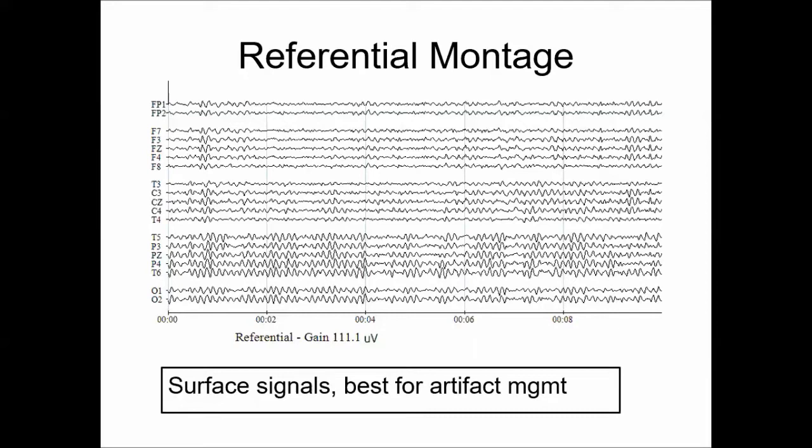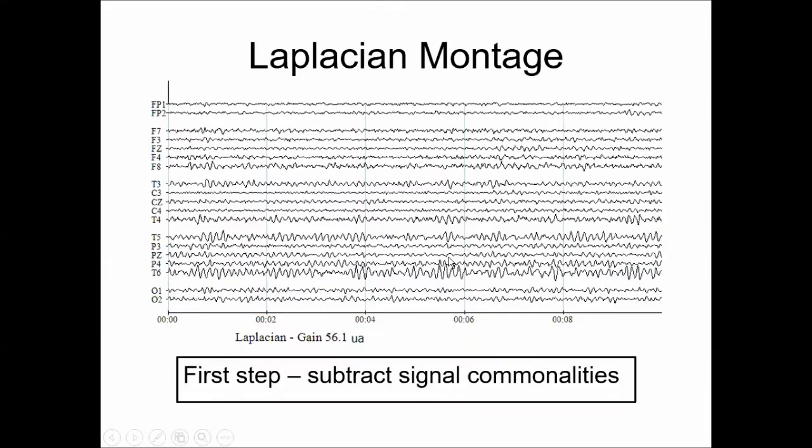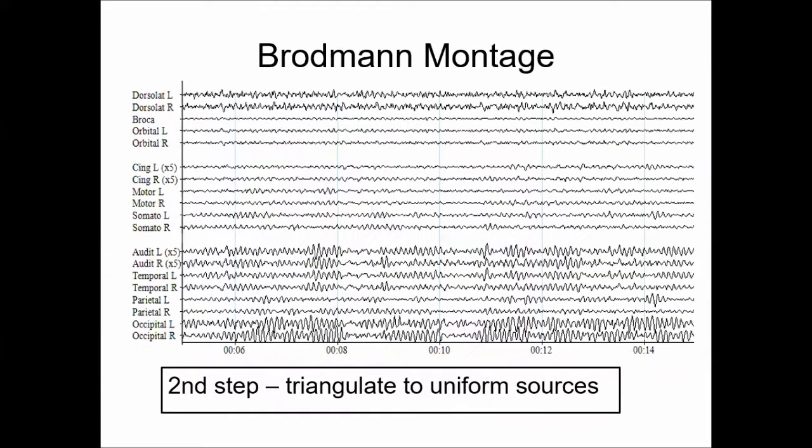In fact, I recently was looking at this immense amount of work, but it's using the referential channels. Well, the referential channels are composites, and there's a nice slide that they created. This is it, just to show how, for instance, you have two sources of signals and how they're going to contribute to the electrode that's recording them. And you've got these composites, and that's why you have to do the subtraction, that's the Laplacian, to get a clearer view of where the unique voltage contributions are. And then you triangulate it down to sources.